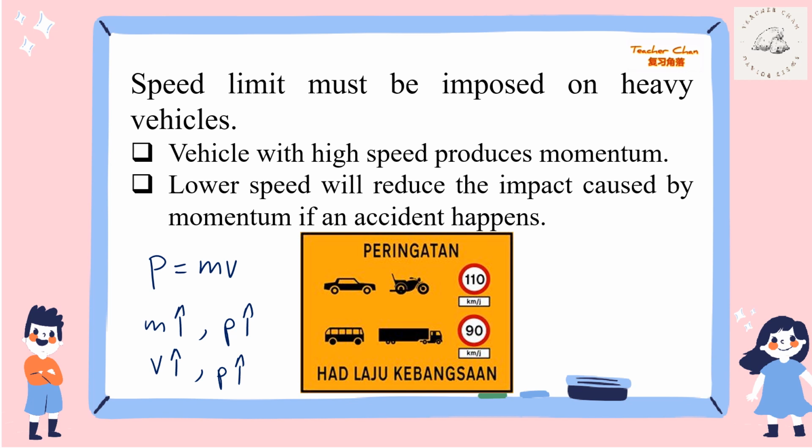So look at the first point. A vehicle with high speed produces high momentum. So a lower speed will reduce the impact caused by momentum if an accident happens.